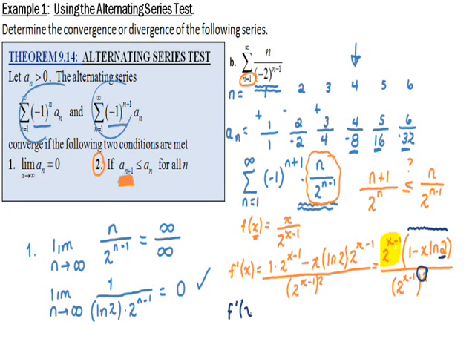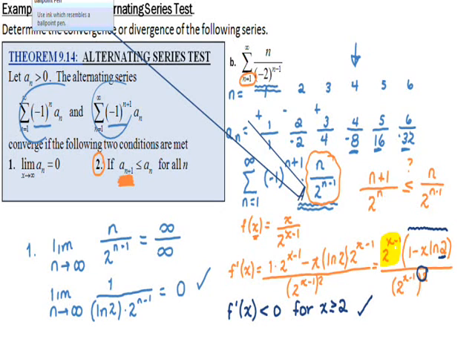So you could say that f prime of x is indeed less than 0. I don't want to say for all x, because that's not really true, but I could say it for x greater than or equal to 2. So we have established that we achieve that decreasing characteristic with our a sub n, so criteria 2 has been met. If criteria 1 and 2 are both met, we can go ahead and make the declaration that we have a series that converges. And that takes care of example 1b.